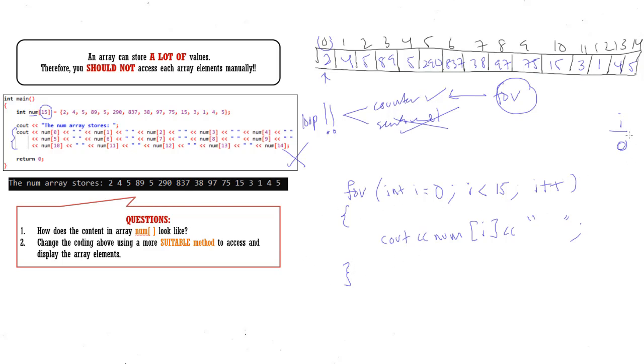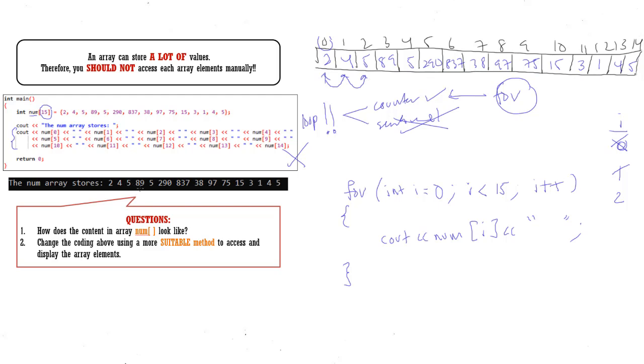When we go back up, i now becomes 1. After that, is 1 less than 15? Yes, then it goes inside. Num now becomes num[1], so we're going into this element. num[1] is 4, that's why 4 will be displayed. If we go back up again, then i becomes 2. Is 2 less than 15? Yes. So num[2], what is inside num[2]? Inside num[2] there's 5, so 5 will be displayed.